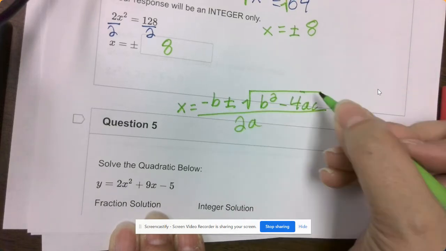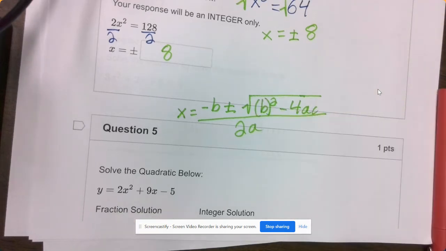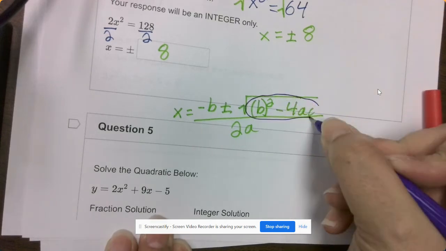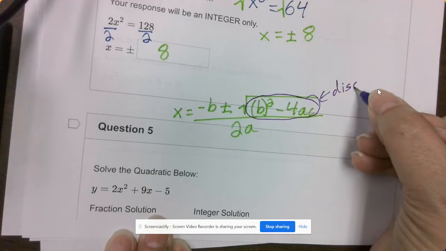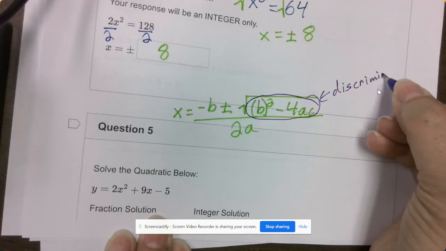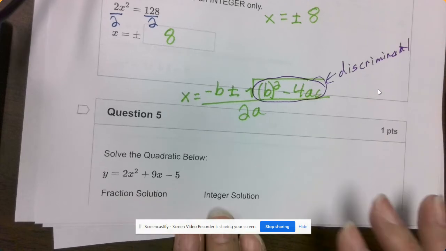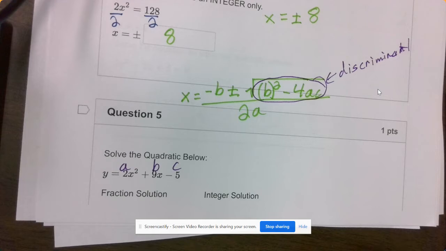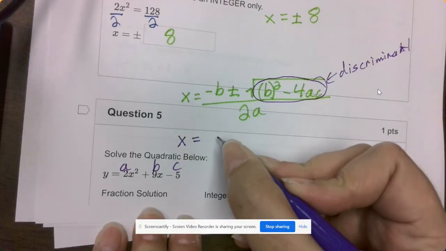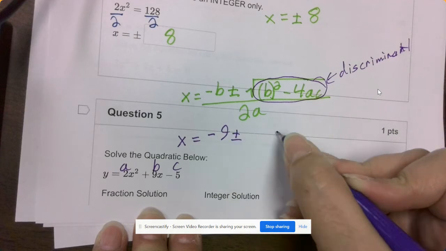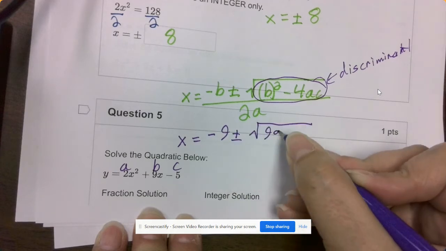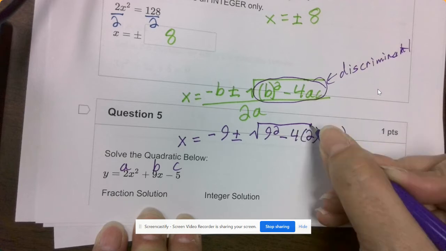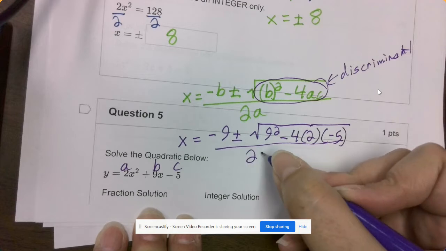So remember b squared has the parentheses around it. We're going to solve the discriminant first. Everybody, that's this part. This part is the discriminant. Okay, so everybody, A, B, C, easy as 1, 2, 3. So label it like that. So we have x is equal to negative 9 plus or minus the square root of 9 squared minus 4 times 2 times negative 5, all over 2 times 2.